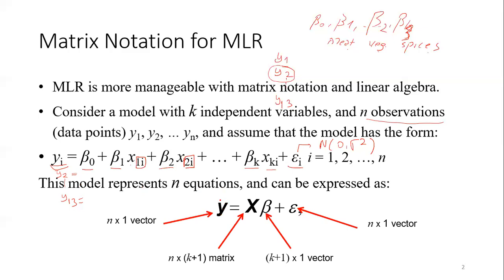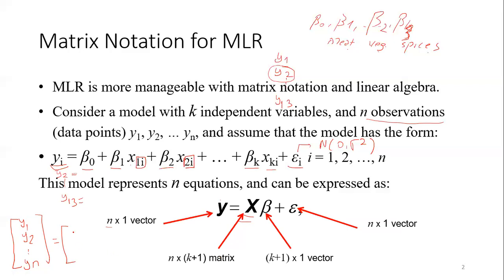So what is y? Y is an n times one vector. What does this mean? Y is something like this: y1, y2, up to yn, n observations. This is equal to the matrix x. This is an n times k plus 1 matrix.